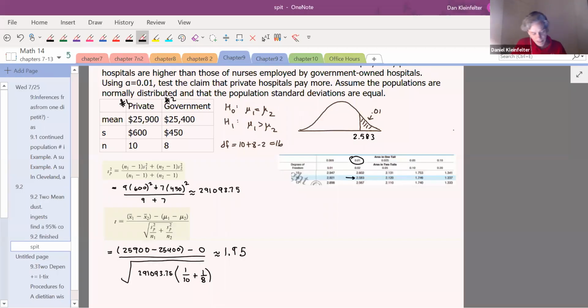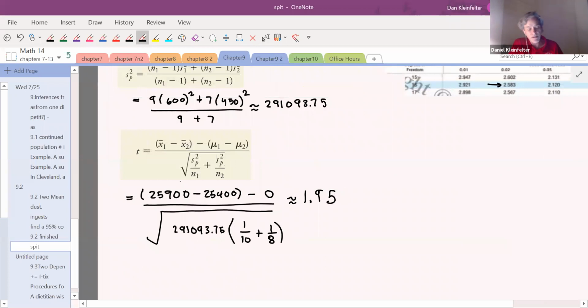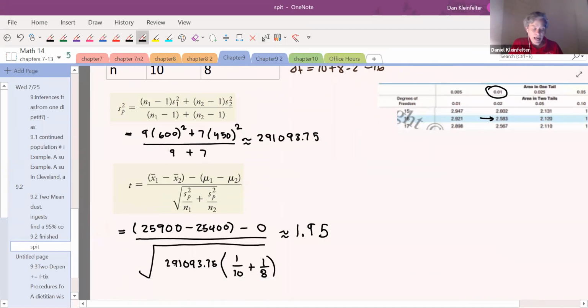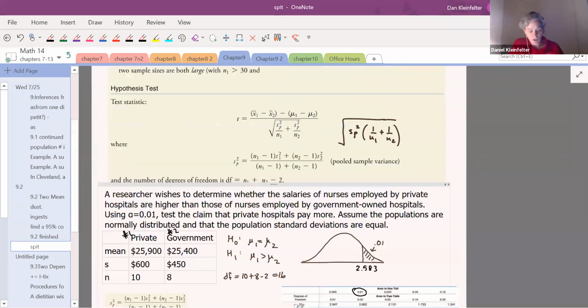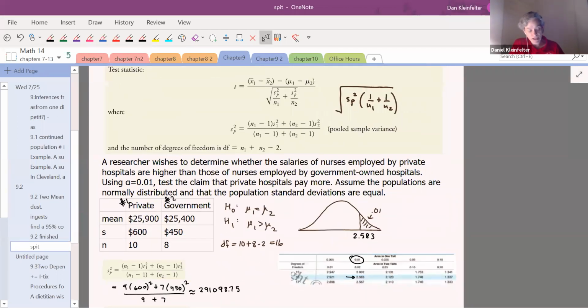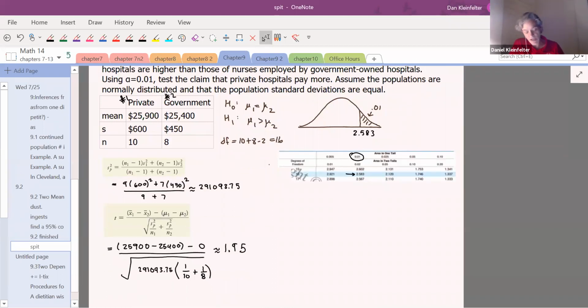All right, so going through the calculations, we ended up with a test statistic of 1.95. So how we obtained that, of course, the difference of the two sample means were given here in the table, so I just copied those down. And then down below, we have the square root of that Sp squared, this pooled sample variance, times the sum of the reciprocals of the two sample sizes. So what you're seeing is what I've got written up here in brown. All right, so we ended up with a test statistic of 1.95.